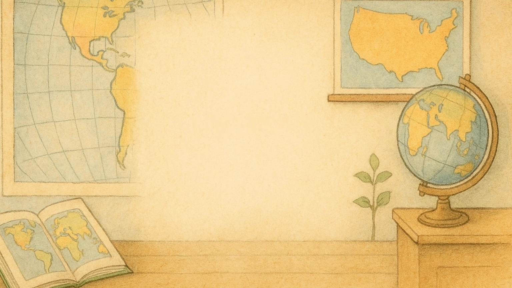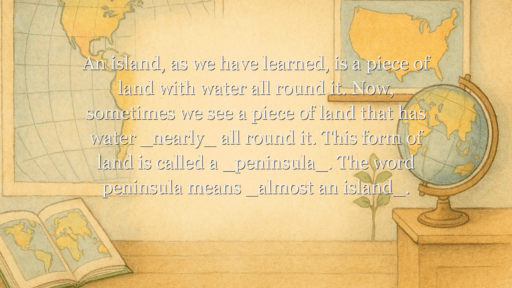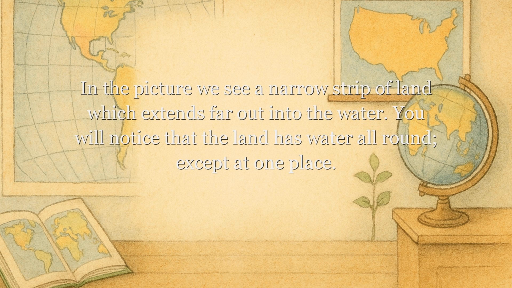Lesson XXB. More about forms of land and water. An island, as we have learned, is a piece of land with water all round it. Now, sometimes we see a piece of land that has water nearly all round it. This form of land is called a peninsula. The word peninsula means almost an island. In the picture, we see a narrow strip of land which extends far out into the water. You will notice that the land has water all round, except at one place.